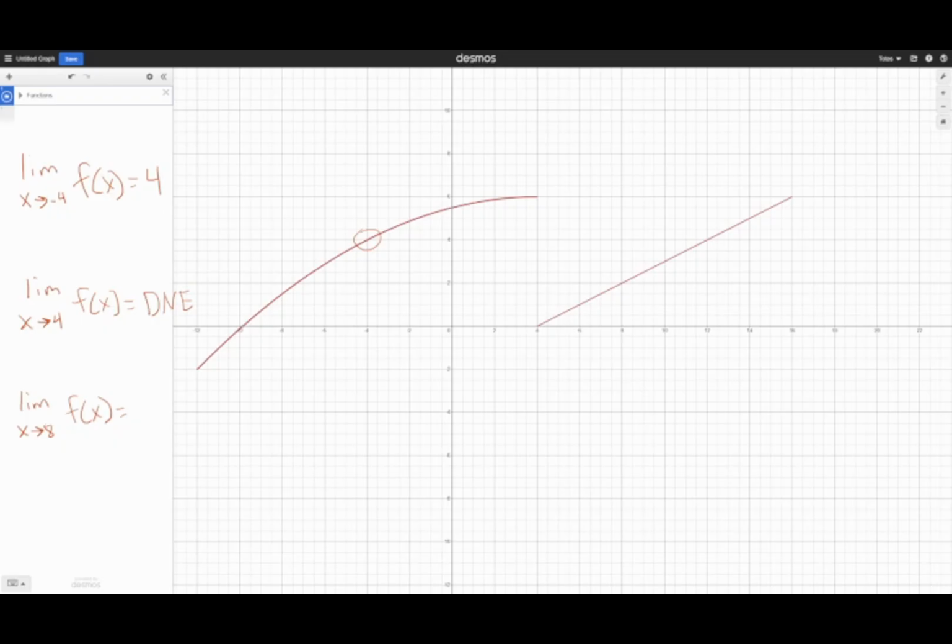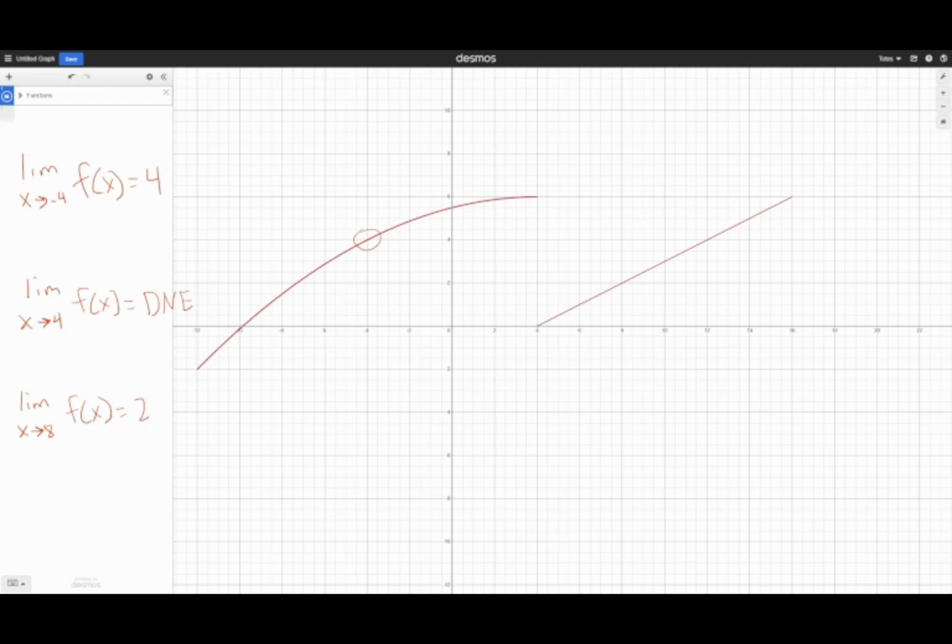As we approach from the left, we come to 2. And as we approach from the right, we come to 2. So we would say that the limit as x approaches 8 of f of x is 2.